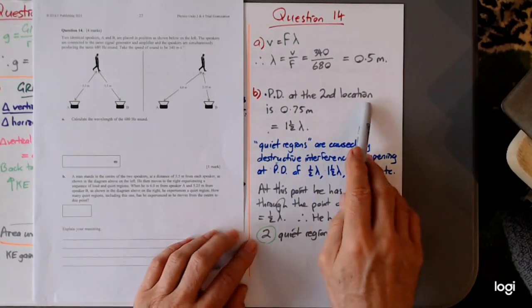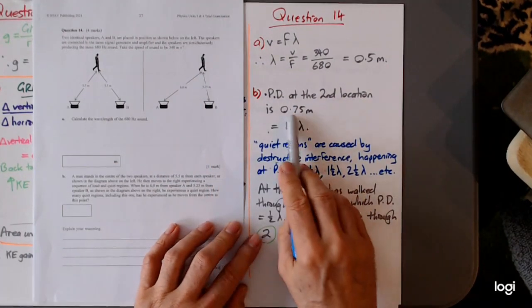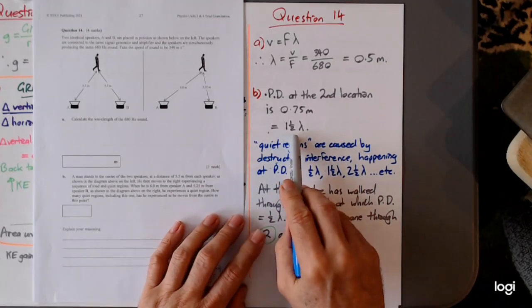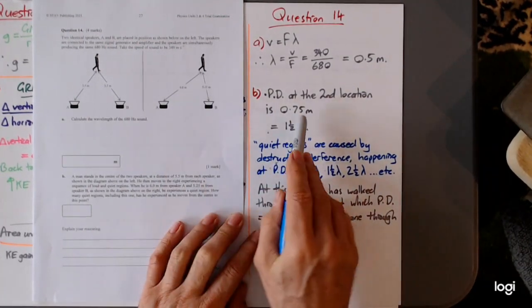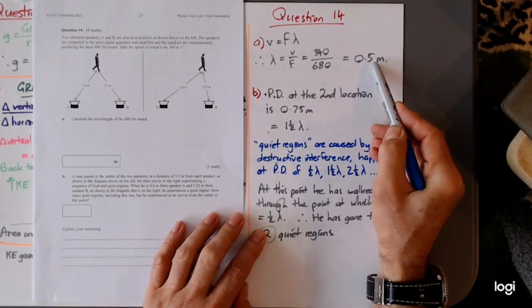The path difference at that second location is 0.75 meters, which is 1.5 times the wavelength. Wavelength is 5 meters, right? 6 minus 5.25 is 0.75. That's 1.5 of those, right?